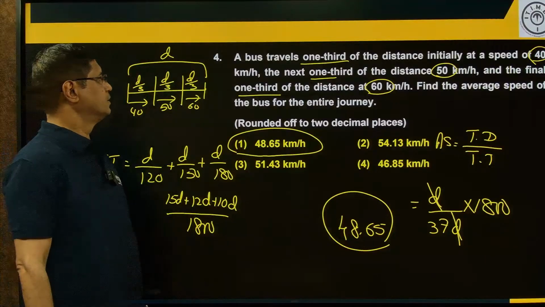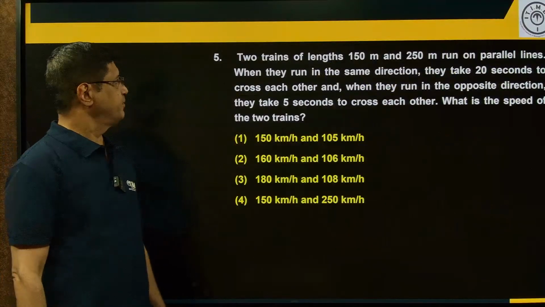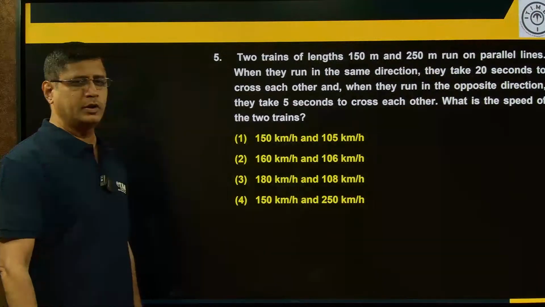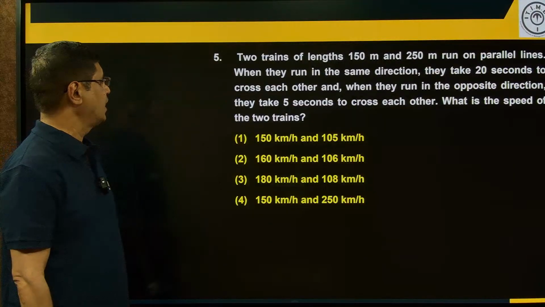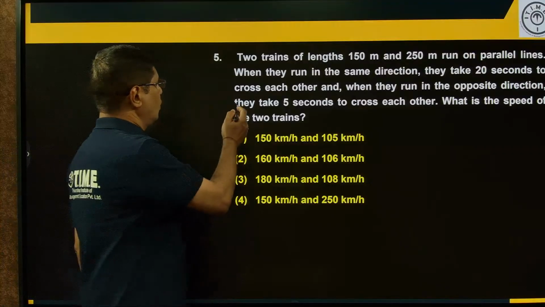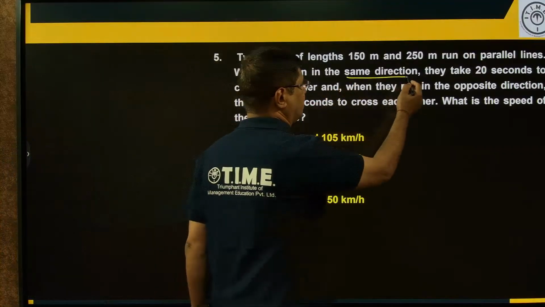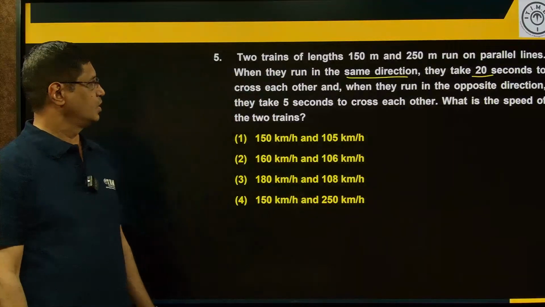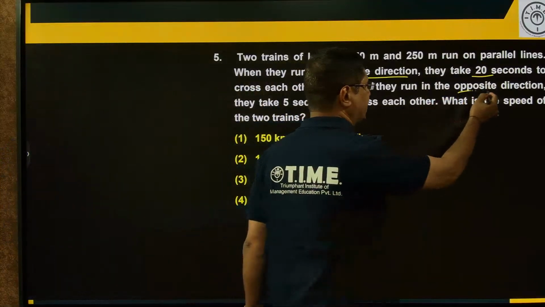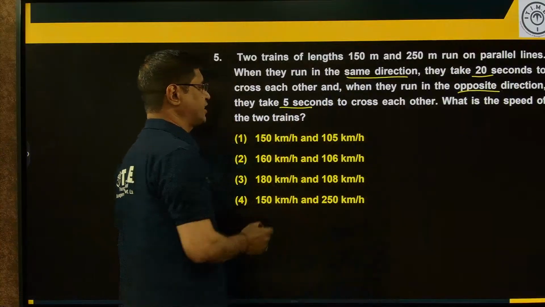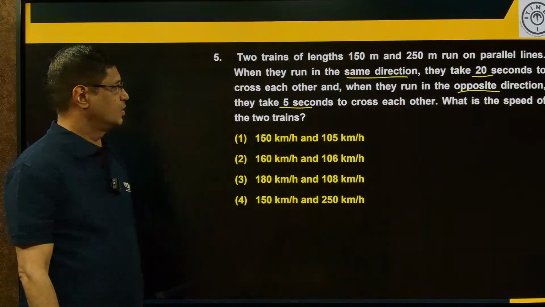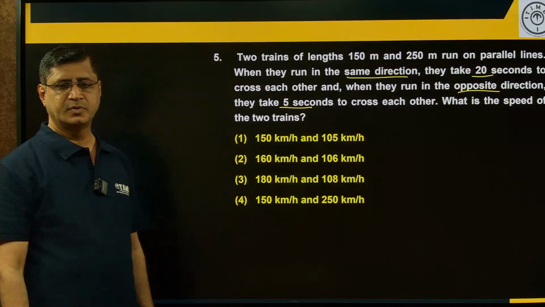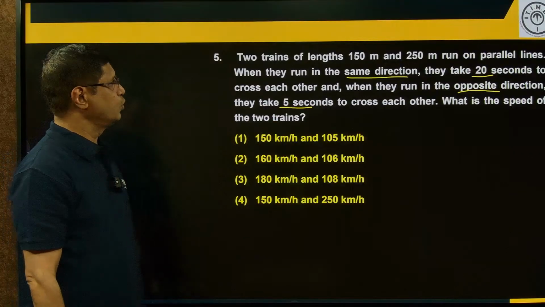Okay. Next example on your screen. Two trains of length 150 meters and 250 meters run on parallel lines. When they run in the same direction, they take 20 seconds to cross each other. When they run in opposite directions, they take 5 seconds to cross each other. What is the speed of the two trains? So just find out the speeds of the two trains.